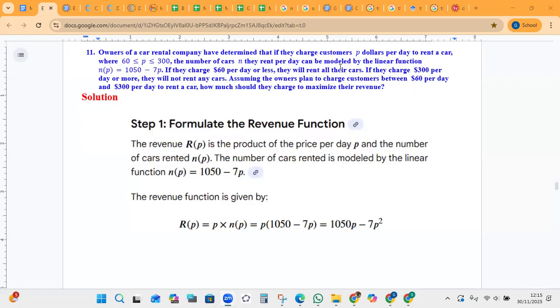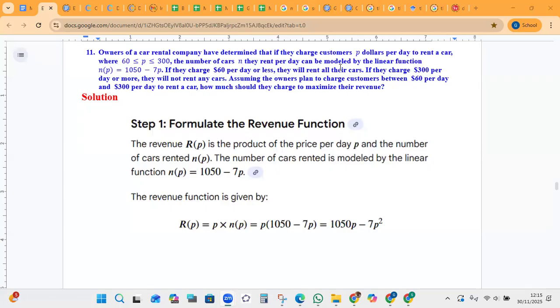Okay, so price is a variable and the function is the number of cars. So you can calculate the number of cars based on the price. So that is the number of cars function, 1050 minus 7P. Now if they charge $60 per day or less, they will rent all their cars. If they charge $300 per day or more, they will not rent any cars. So they have to try to rent between $60 and $300.